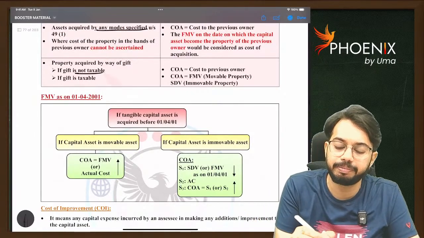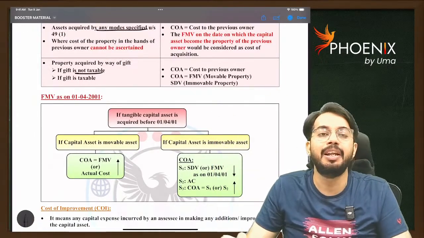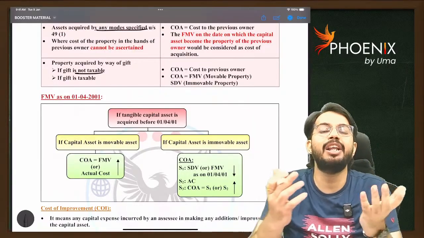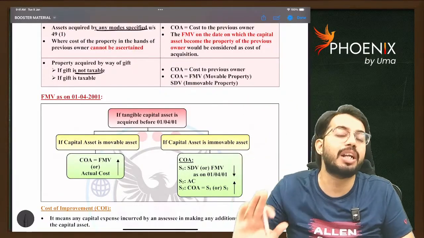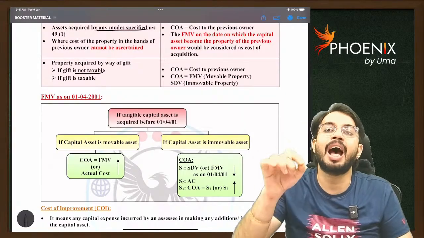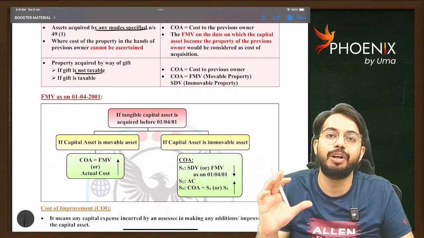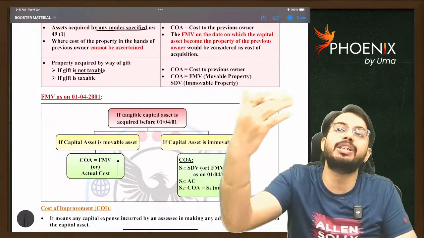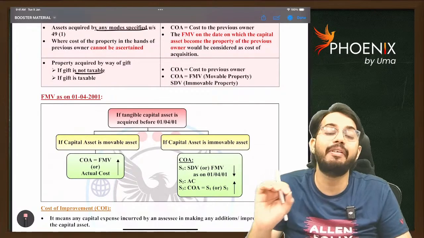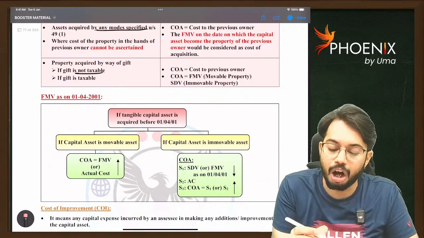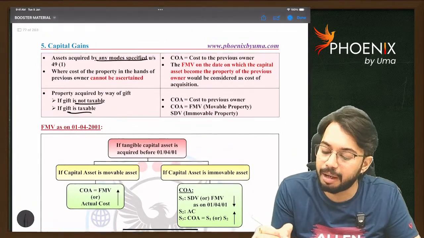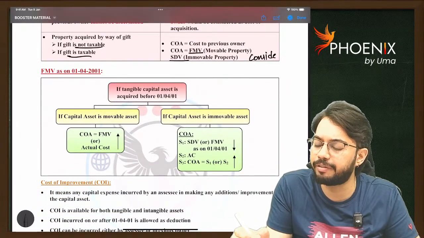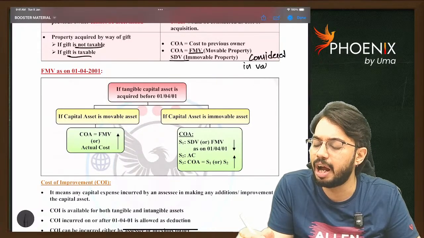Next, gift. If gift is not taxable, let's say I gifted 40,000 worth of gold to Charan. Value of gift is less than 50,000. It is not taxable to Charan. In that case, in the hands of Charan, cost of acquisition is equal to 40,000 rupees. Whatever cost in the hands of previous owner is there, same is the cost in the hands of new owner also. However, if gift is taxable, then cost of acquisition is equal to fair market value or stamp duty value that is considered in calculation of gift, considered in valuation of gift under other source.